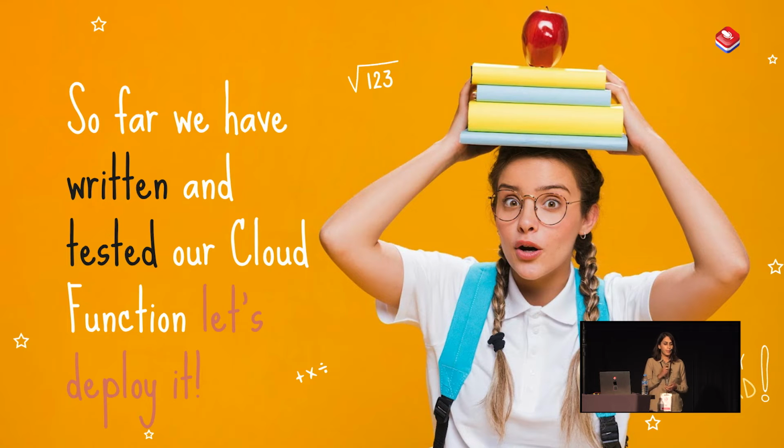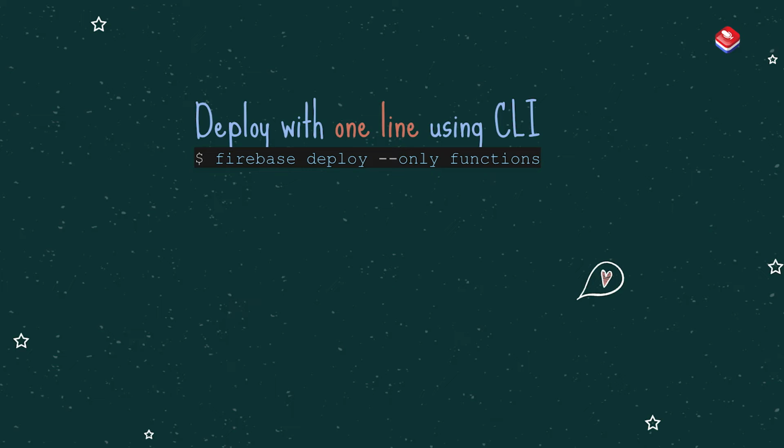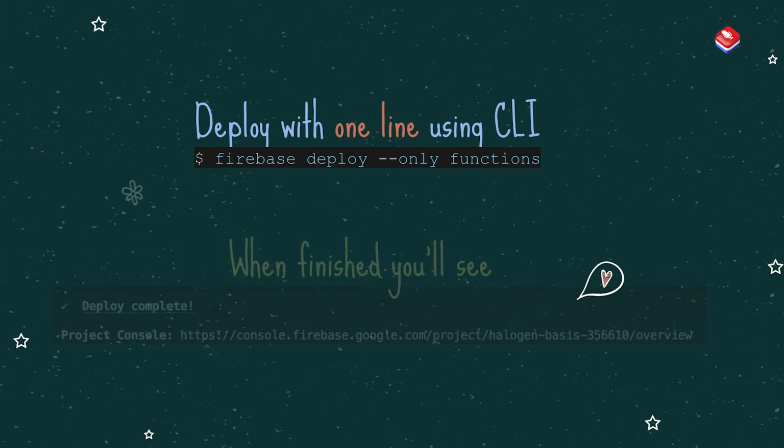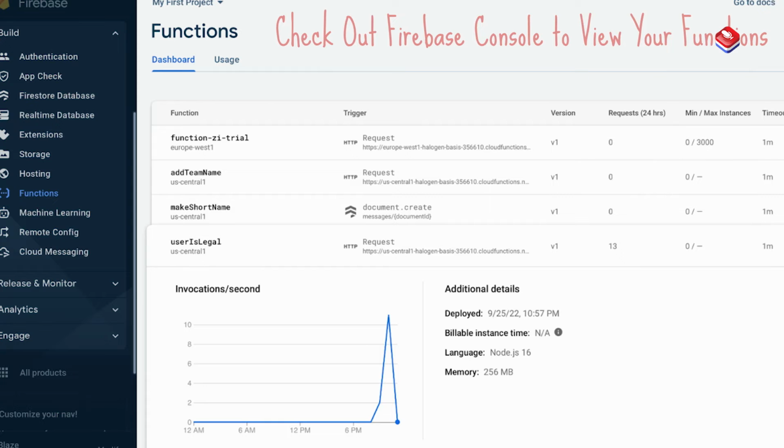So far we have written and tested our cloud functions. Now let's deploy it. You can deploy it with this line of code. That's actually it. And when you run that, after a few minutes, or maybe less, you'll see something like this: deploy complete. And that's basically it. You don't have to do anything else.